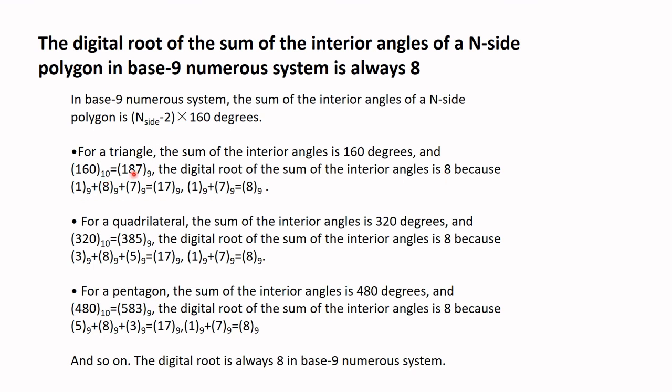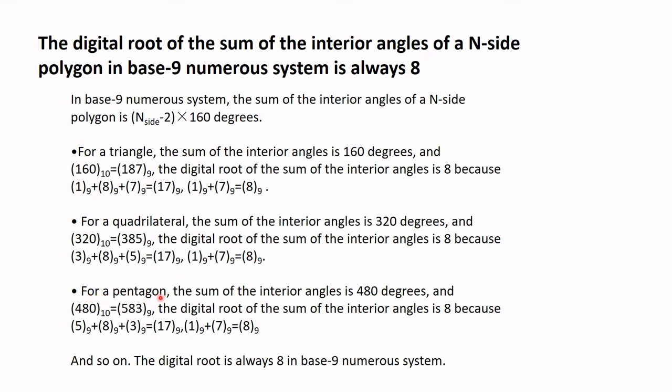because for this number 187, 1 plus 8 plus 7 equals 17 in base 9 system, and 1 plus 7 equals 8 in base 9 system. For a quadrilateral, the sum of the interior angles is 320 degrees. And 320 in decimal system is equal to 385 in base 9 system. And the digital root is 8, because we see here that 3 plus 8 plus 5 equals 17 in base 9 system, and 1 plus 7 equals 8 in base 9 system.